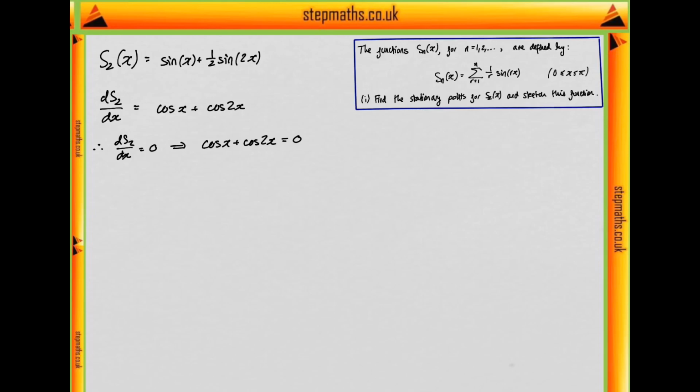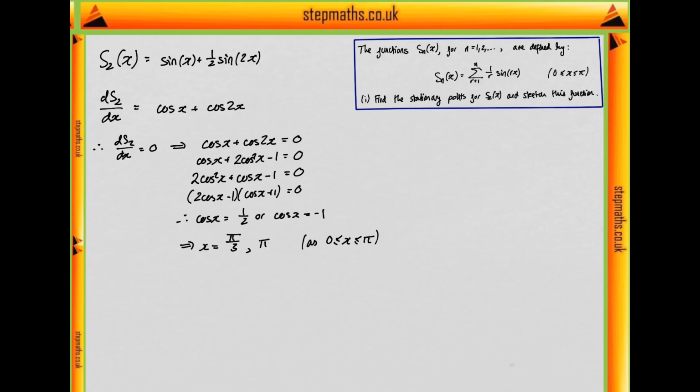Recalling that cos of 2x is 2 cos squared of x minus 1, we obtain this line here. If I just rearrange that with the squared term at the front, which is a convention for a quadratic, we have this. And factorising, we can obtain this line here, which finally gives us that cos of x is a half, or cos of x is minus 1. Which in turn means that x is equal to pi over 3, or x is equal to pi, since our range for x is between 0 and pi, inclusive.